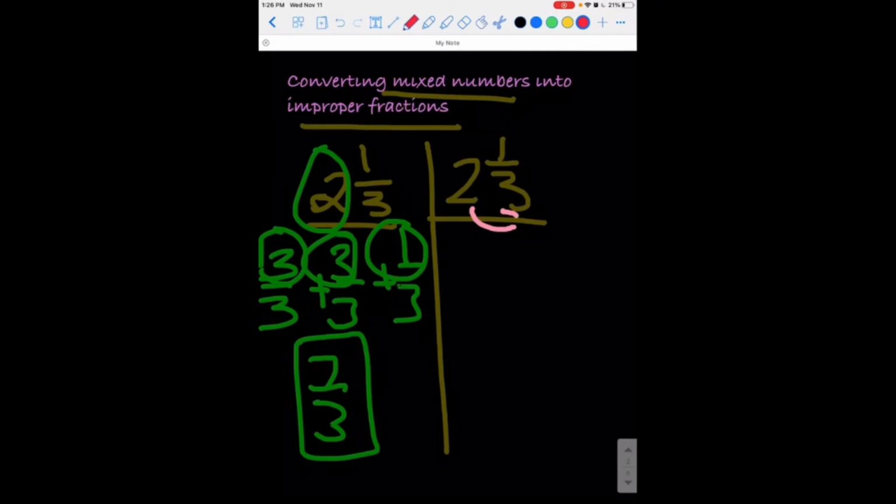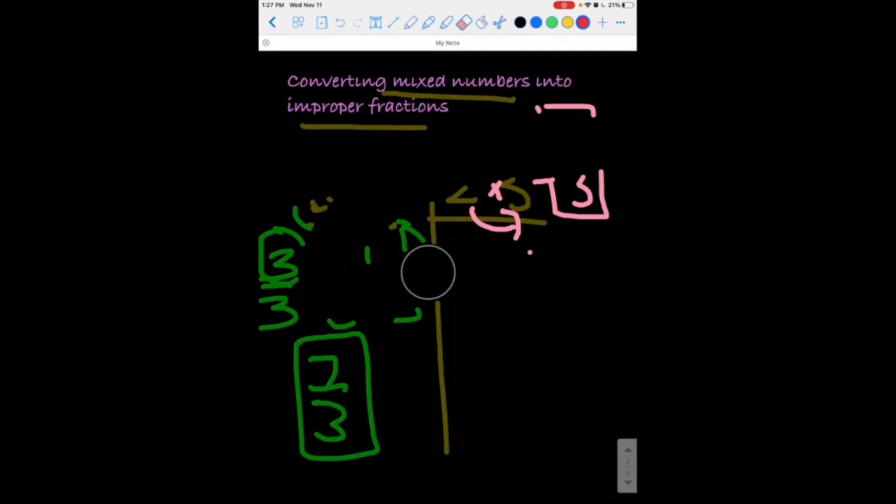The easier way saves so much time. You take the whole number and multiply it by the denominator. So what's 2 times 3? That's 6, and you put it on top. Then add the numerator: 6 plus 1 is 7, over 3. You have to multiply and add. So the final answer is 7/3. This is a way easier method, and I totally recommend using this method over the first one.